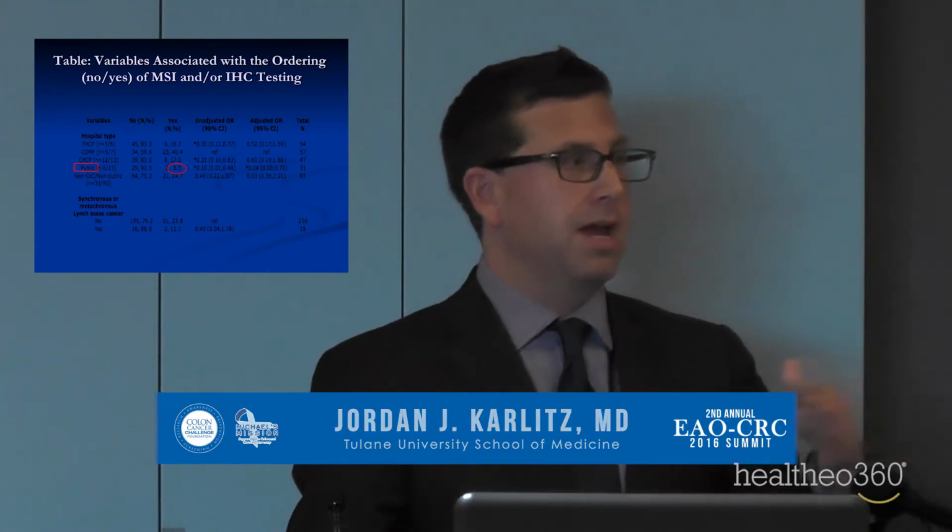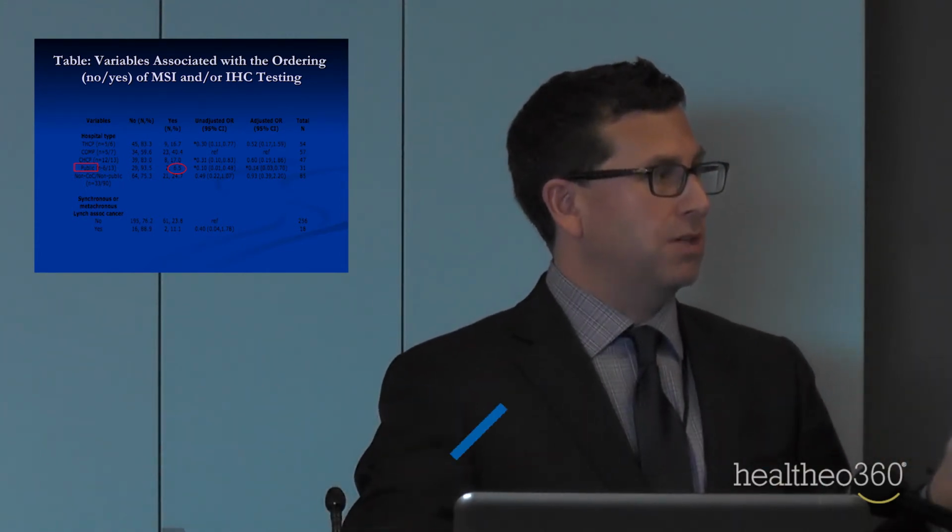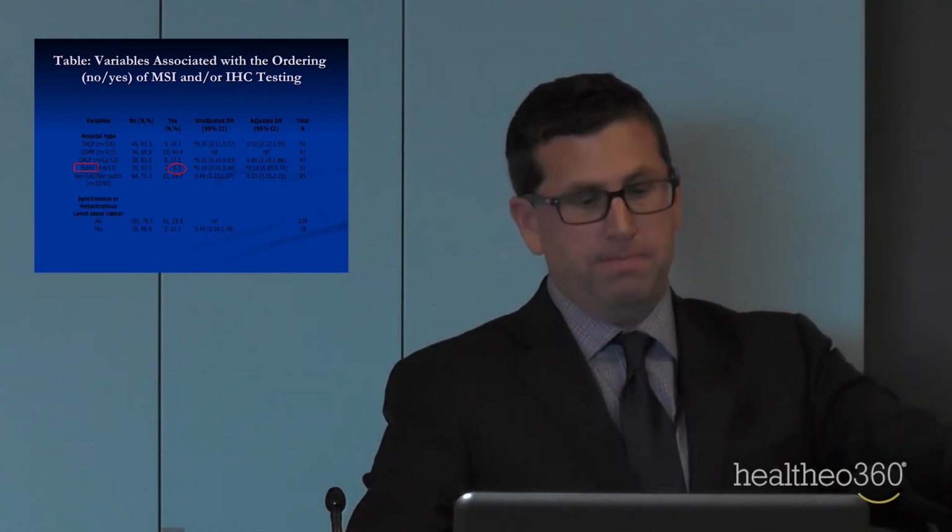If there was a first-degree relative with colorectal cancer, the rate actually went up to 48%, but that's still really low. I mean, if you have someone who's in their 40s with colorectal cancer and they have a first-degree relative, you should be tested. That should be a slam dunk. But even in that case, only 48% of people are getting tested. And in public hospitals, 6.5% of people are getting tested. I think there was like one person that got tested. So absolutely terrible screening rates for Lynch syndrome.